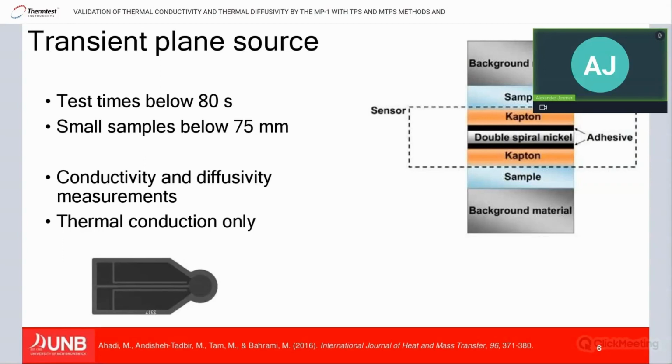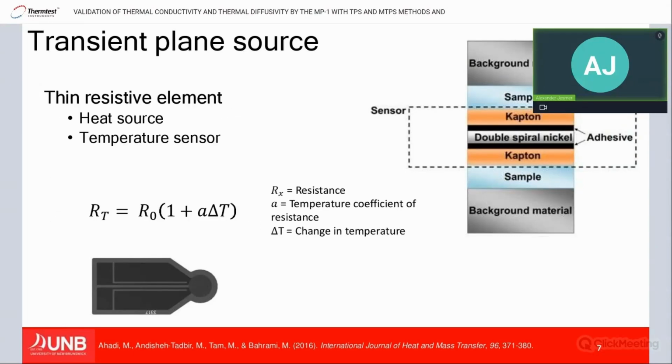And on the bottom left of your screen, you can see what the transient plane source sensors actually look like. You take that sensor and put it in between your samples, shown on the right side. So you take your double spiral nickel sensor, place it in between two samples, and then apply heat. Then you can measure the dissipation of the temperature at the interface, because we're actually looking at a change in temperature at an interface with respect to time. And as that temperature changes over time, you can infer properties of the material that you're testing.